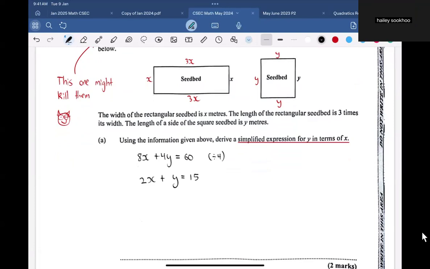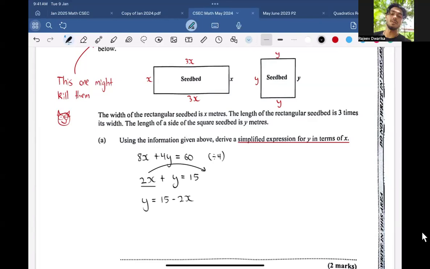Make y the subject of the formula. Right, because I said y in terms of x. How would I make y the subject? You could just move the 2x. Yes. So y would be equal to? Y would be equal to 15 minus 2x.